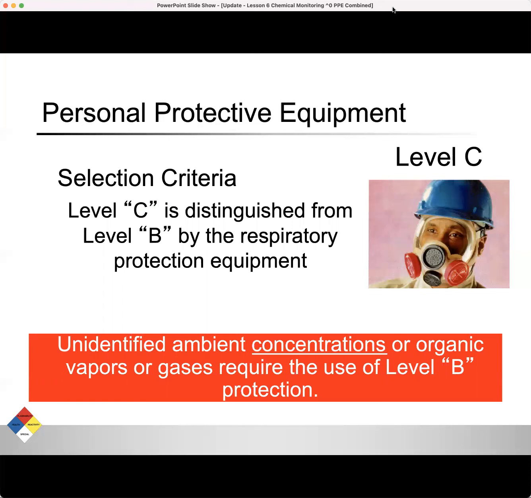Unidentified ambient concentrations of organic vapors or gases require the use of level B protection. So if you cannot determine the concentration of the contaminants in the atmosphere, you need to wear level B so you have that supplied air. In emergency response, we don't wear level C all that often, because many times we're dealing with unknowns.